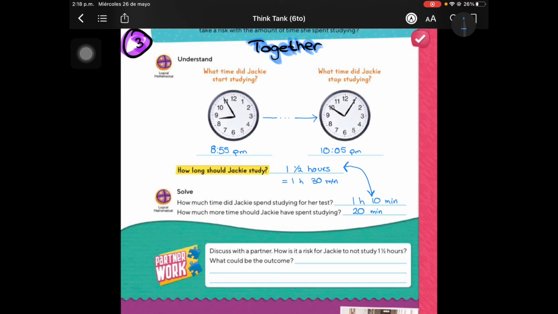Perhaps Jackie studied everything and she is well prepared. Perhaps she didn't need 1.5 hours. Perhaps she only needed that amount of time. Every student is different. So perhaps she is prepared, but perhaps she's not. And if she didn't continue studying just because she was tired or just because she was bored, she might be unprepared for the test and get a bad grade.